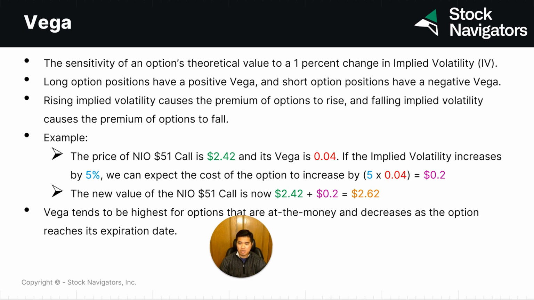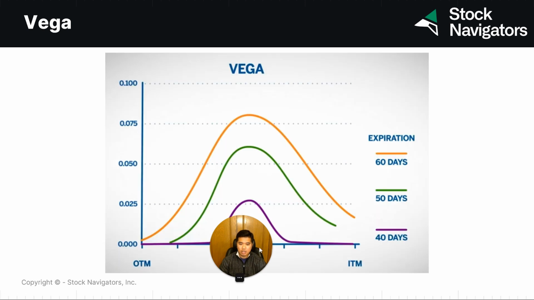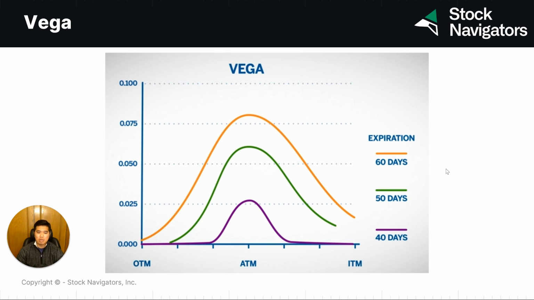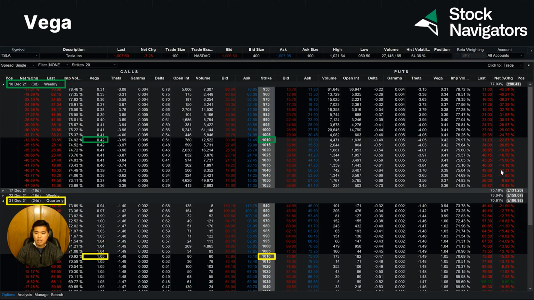Vega tends to be the highest for options that are at the money and will decrease as the option reaches its expiration date. On the next chart, here is an example of how the Vega value changes with respect to the expiration date. The purple curve represents the Vega value 40 days before expiration, the green curve is 50 days before expiration, and the orange curve is the Vega value 60 days before expiration. The bell curve in the middle is the Vega value when the option is at the money.